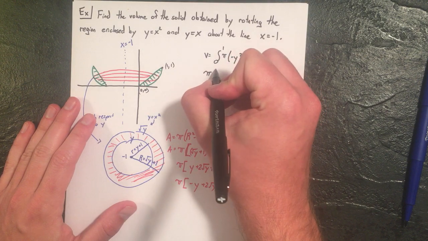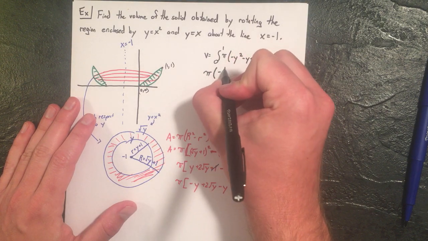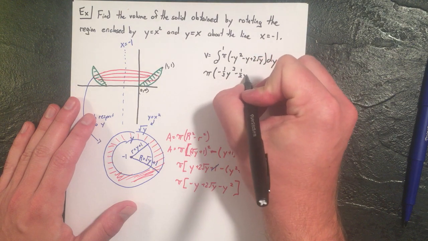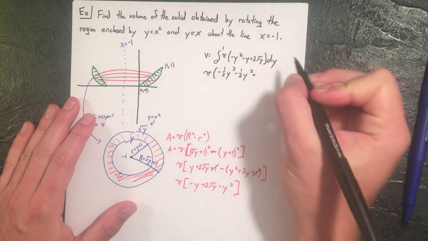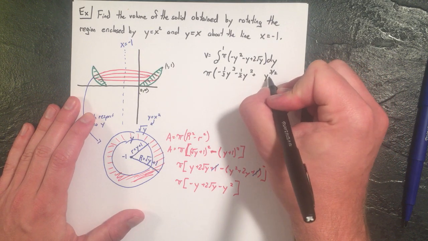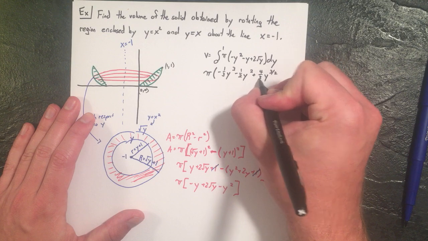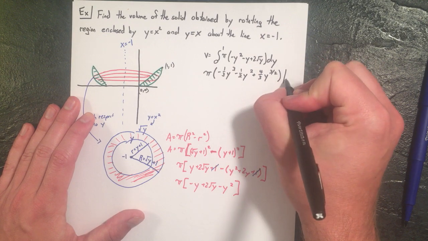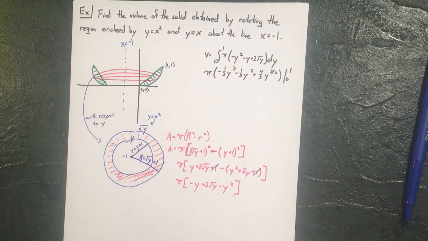Let's do some antiderivative stuff here. -1/3 y to the third minus 1/2 y squared plus, okay, this is going to become y to the 3/2, which gets us 4/3 here. I think I did that right. And here we're from 0 to 1.